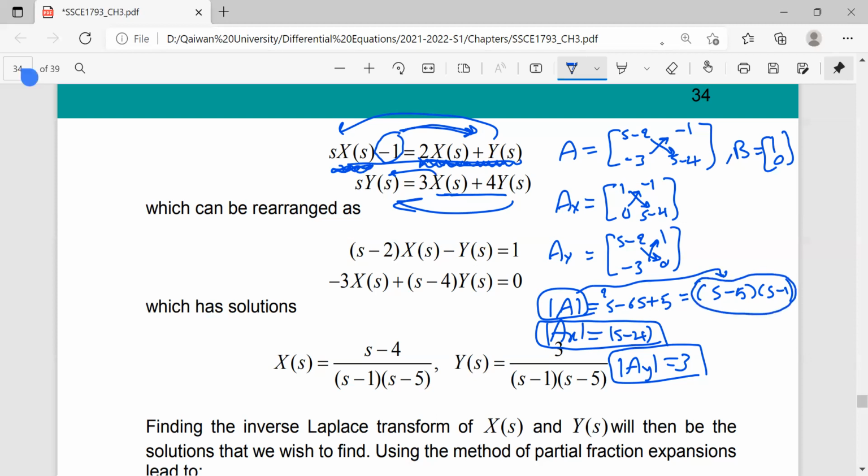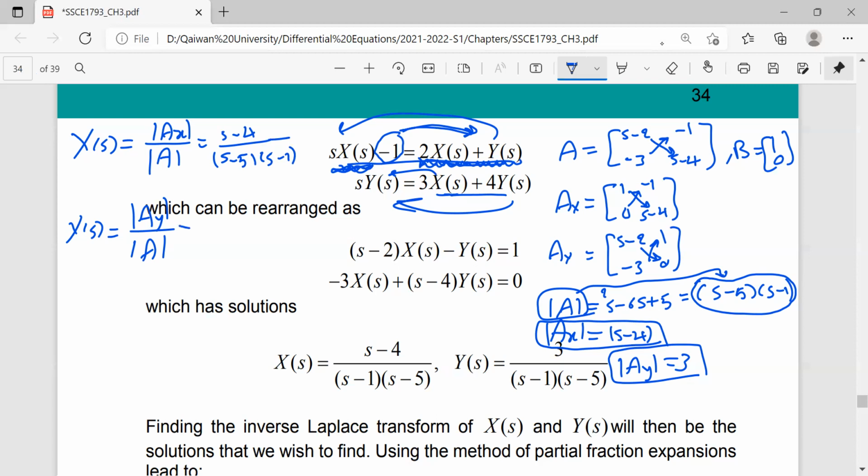We now have determinant of A, determinant of Ay, and determinant of Ax. We say x of s equals determinant of Ax divided by determinant of A, and y of s equals determinant of Ay divided by determinant of A. This is Cramer's rule, you studied this, right? Now we replace Ax: s minus 4, divided by s minus 5 times s minus 1.